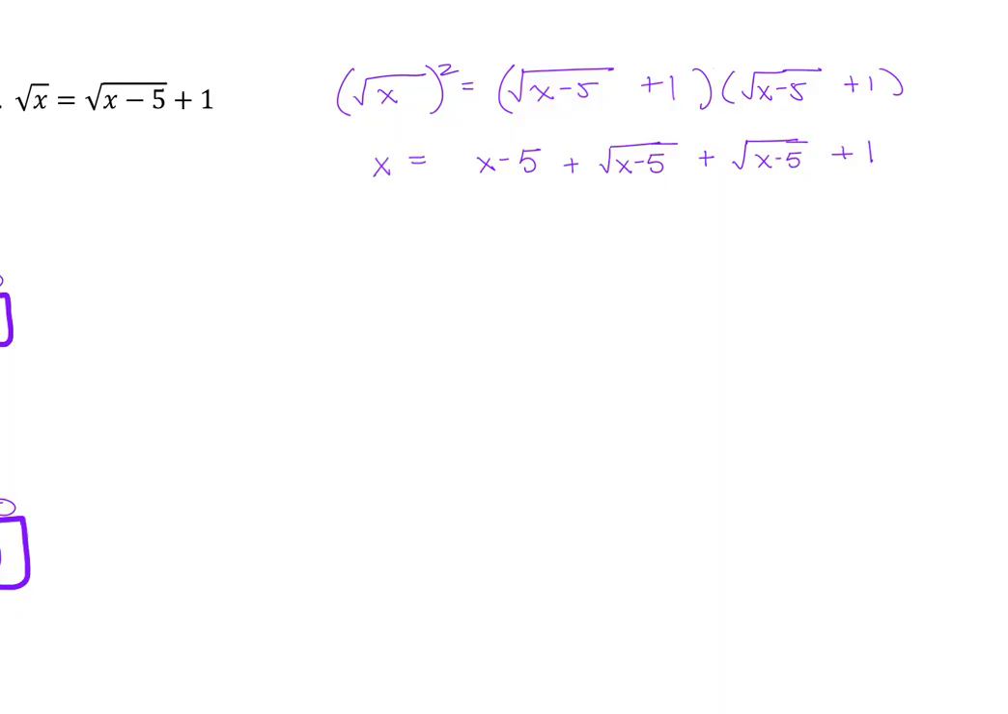All right, we want to go ahead and simplify this. So we get x equals x. If we combine our constants, we get minus 4. And then if we combine our square root of x minus 5s, we get 2 square root of x minus 5.